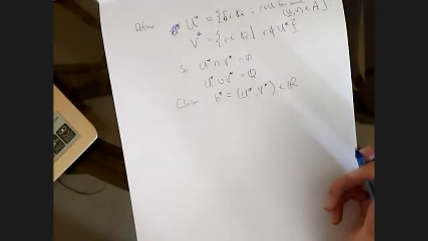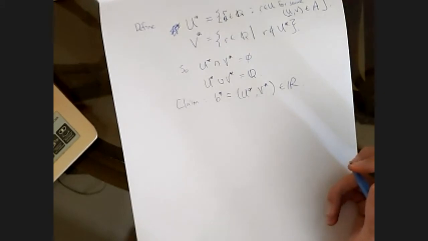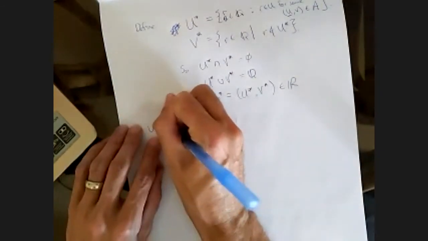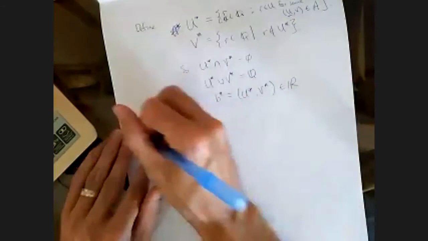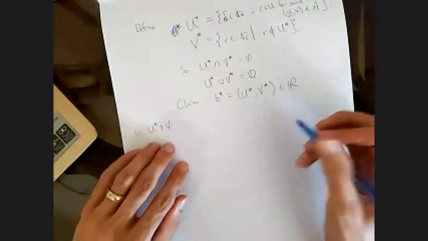Okay, so what do we have to do? First, we can show that U star is non-empty. U star not equal to the empty set. Well, this is our first claim. Okay, I'll put this like 1. Why is U star not equal to the empty set?